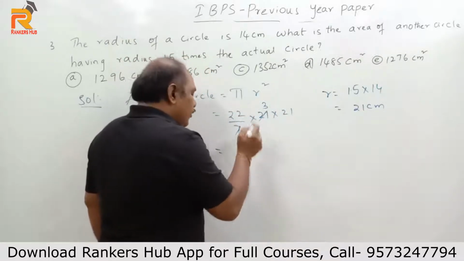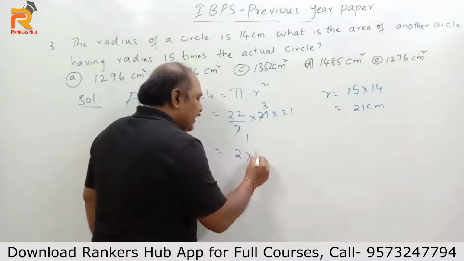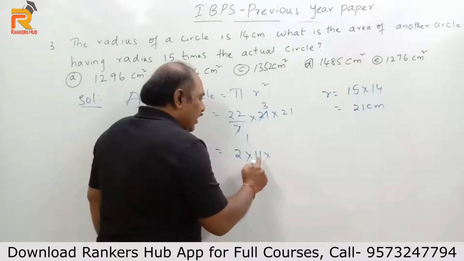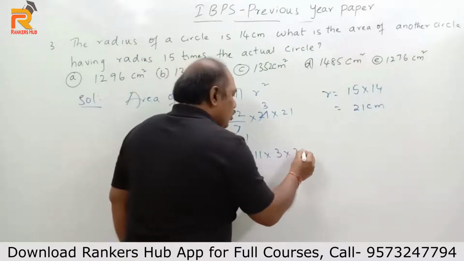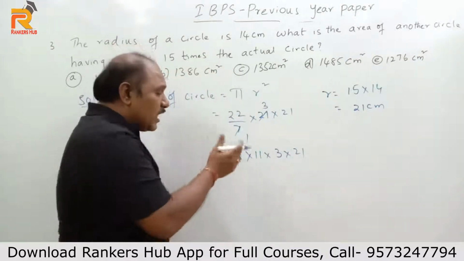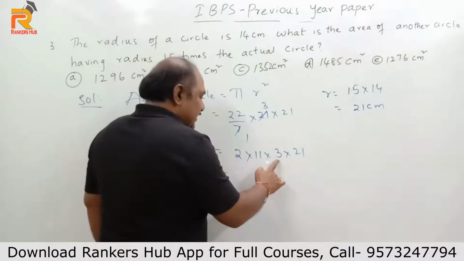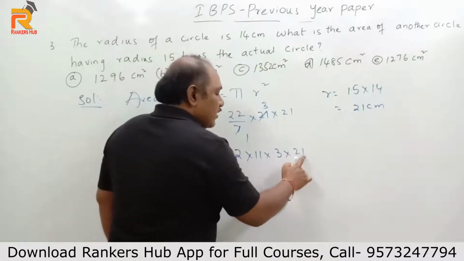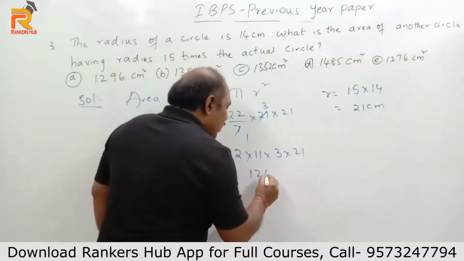Here, if you look carefully, you can multiply it in a simple way like this: 2 into 11 into 3 into 21, making calculations easy without putting a pen to answer the question. 2 into 3 is 6. 6 into 21 is 126.